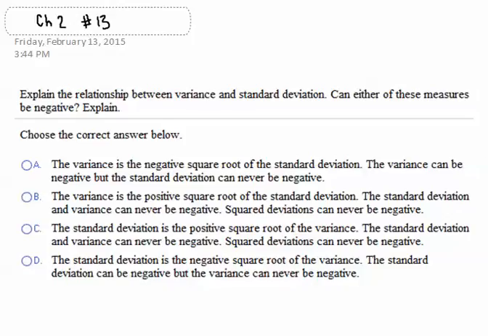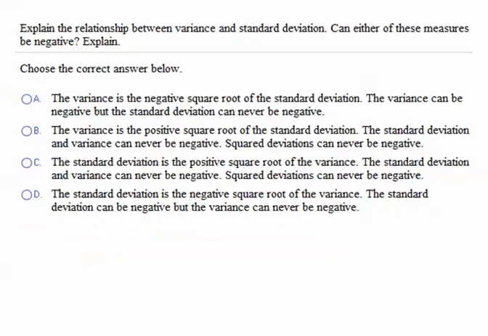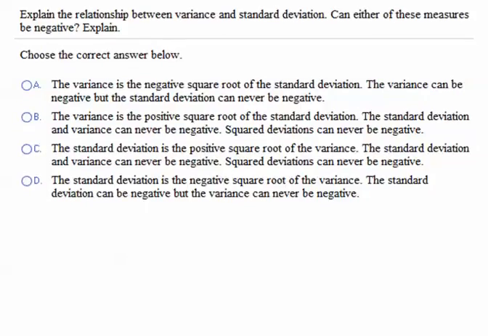All right, chapter 2, number 13 says, explain the relationship between the variance and the standard deviation. Can either of these measures be negative? Explain. Oh, okay. So do you remember what they are? Other than what I have written down now, standard deviation is the square root of variance. That is true. The standard deviation is just the square root of variance.